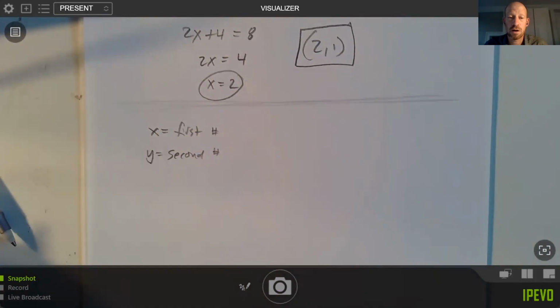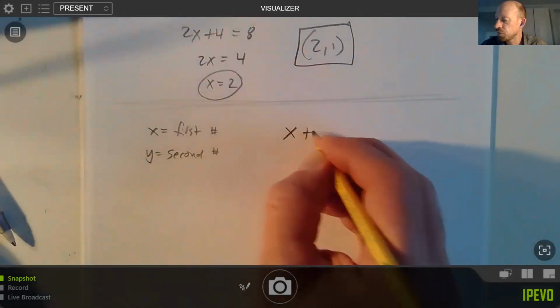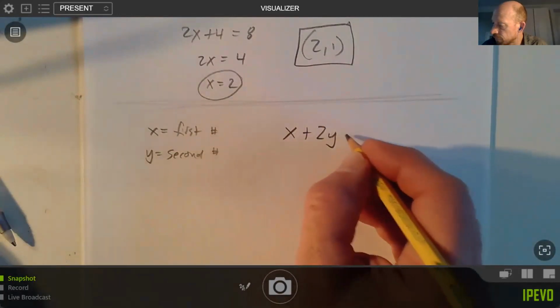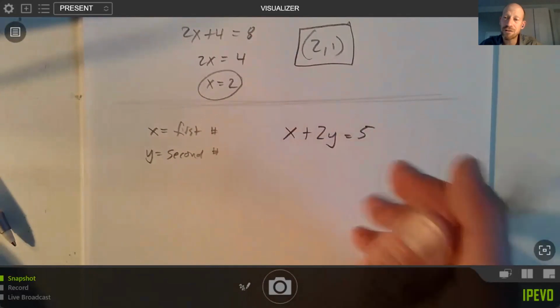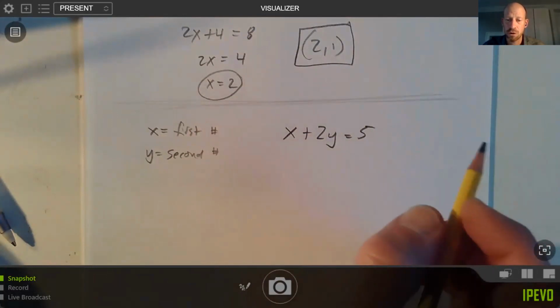Okay, so a first number plus twice a second number. So a first number, x, plus twice a second number is 5. You've got to translate it correctly, or of course you won't be able to solve it, or you won't be able to get the answers, right? Unless you have the right statement here.